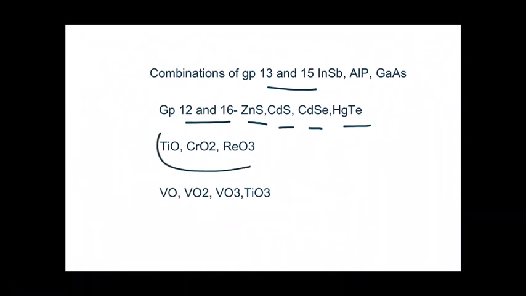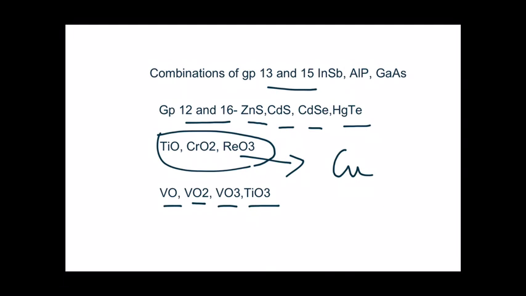Look at these compounds. These are certain oxides of transition elements: titanium oxide, chromium dioxide and rhenium oxide. These behave like metals, and especially rhenium trioxide, its appearance and its electrical conductivity are similar to those of copper. And these oxides, vanadium oxide, vanadium dioxide, vanadium trioxide and titanium trioxide, show metallic or insulating properties depending on the temperature.